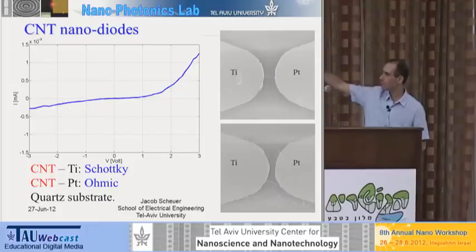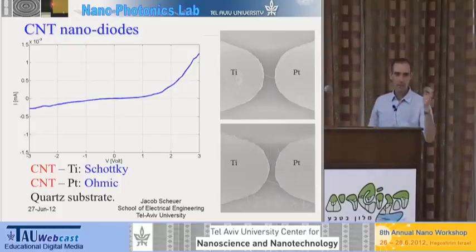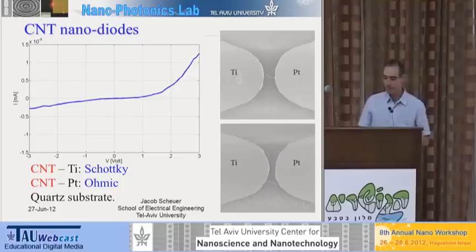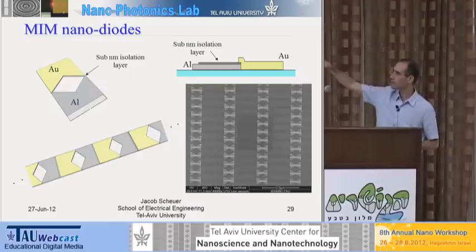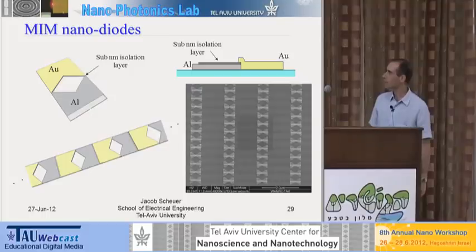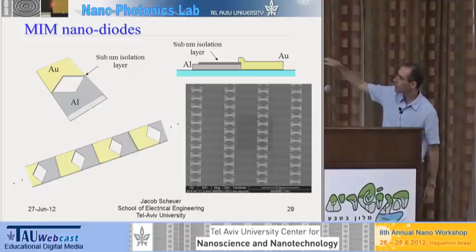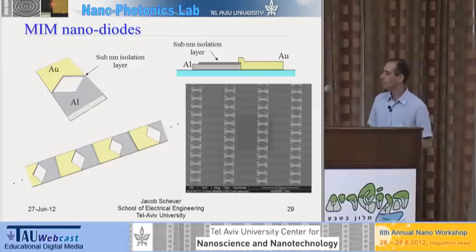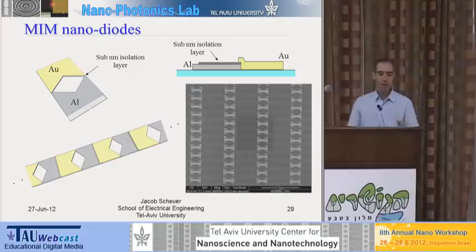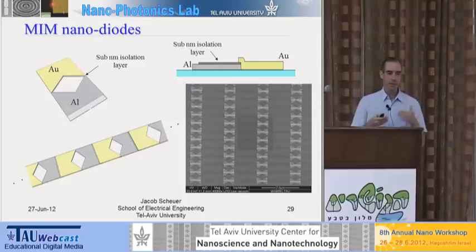Here we see a DC characterization of the diode that we see over here. Looks very similar to a classic diode which you buy in your nearest electronic shop. Another concept that we are working on is called the metal insulator metal diode. Here we're using, again, an antenna made from two different materials, let's say aluminum and gold. They're separated by a small and thin oxide layer. And because of the differences in work function between the metals, we can also get a barrier which can be used for making a tunnel diode.